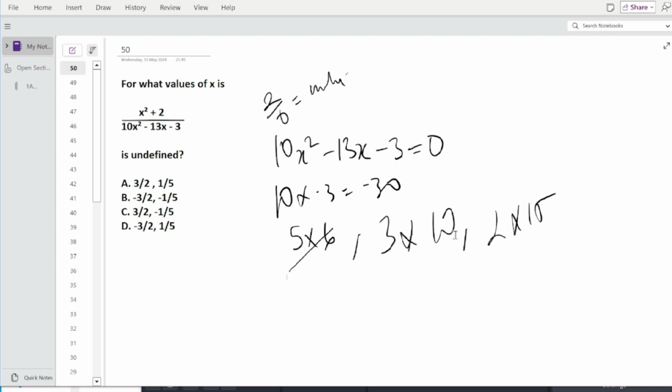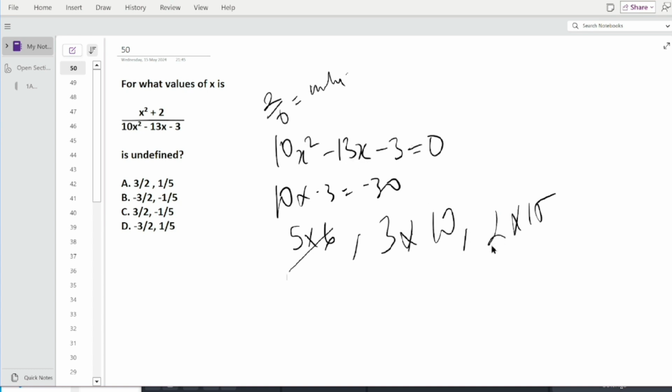But one of them will have to carry a negative, because we have to get minus 30. Let's say the 10 carries a negative. That's minus 10 plus 3, which gives you minus 7. It won't work. Then if the 3 carries a negative, minus 3 plus 10 gives us 7. This doesn't equate to minus 13 for the value of the x.